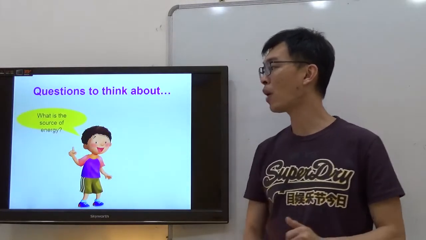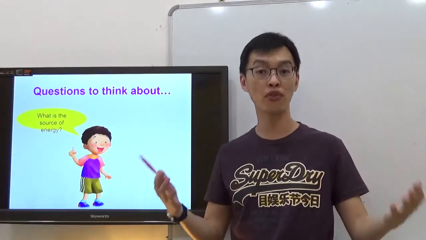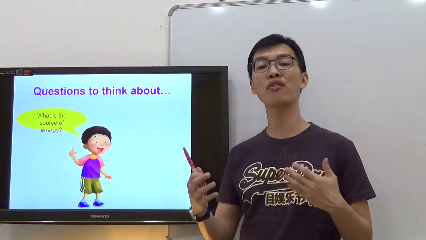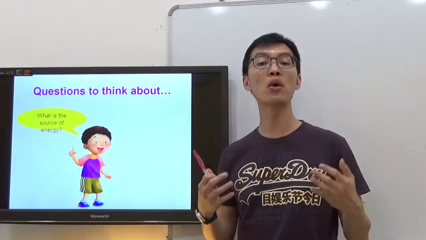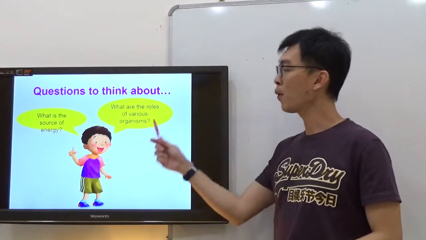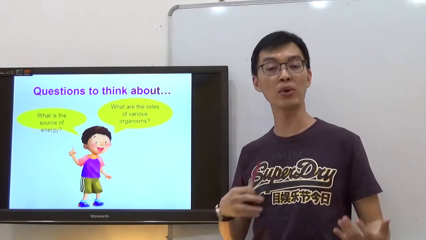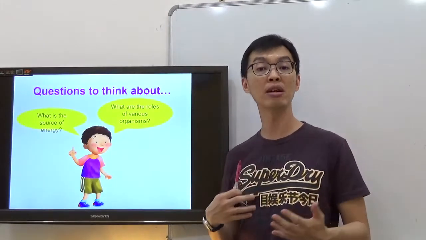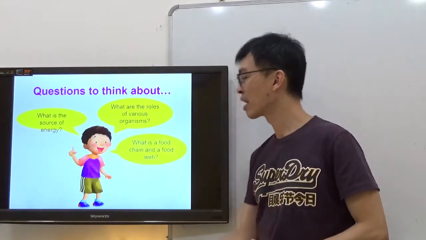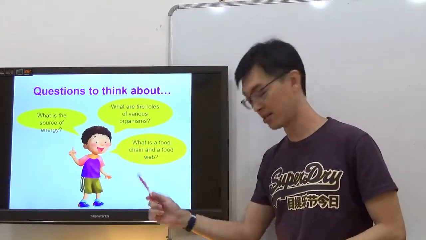Number one. What is the source of energy? When we say source, means where did the energy come from? So later we're going to talk about different organisms. Where do they get their energy from? Okay? What are the roles of various organisms? Basically, we are talking about prey, we are talking about predators. You learned this term before. And what is a food chain and food web? Today's main topic is on this. Okay?